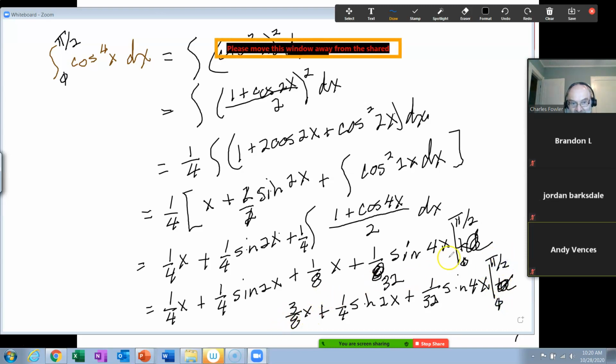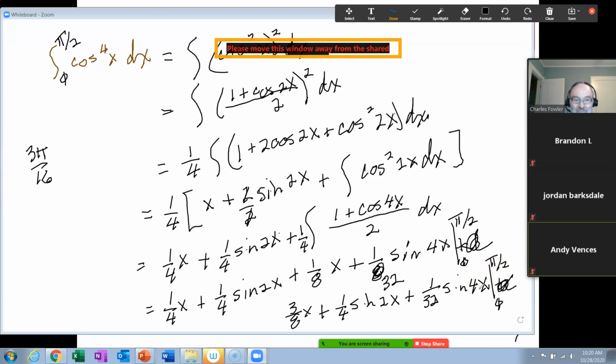When you plug pi halves in for x, this would have been 3 pi over 16. That would have been that term. Then we would have had sine of 2x. Well, 2 times pi halves is pi. Sine of pi is 0. Sine of 4 times pi halves, that's 2 pi. Sine of 2 pi is 0. So that gives you absolutely nothing.